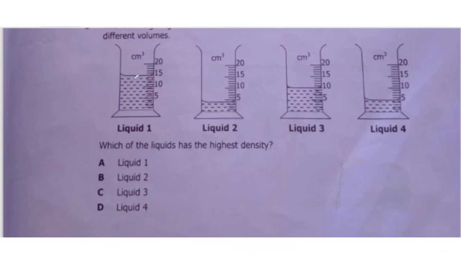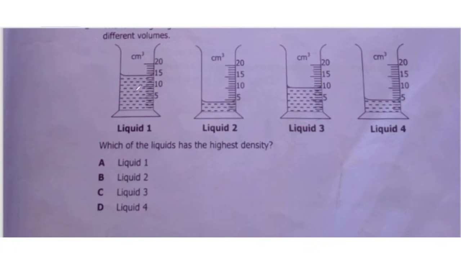Which container has a lot of the liquid, which one has more liquid than the other? You can see that this one has more, followed by this one, then this one, then this one has the smallest amount of liquid, the volume. So now the question is, which of the liquids has the highest density?